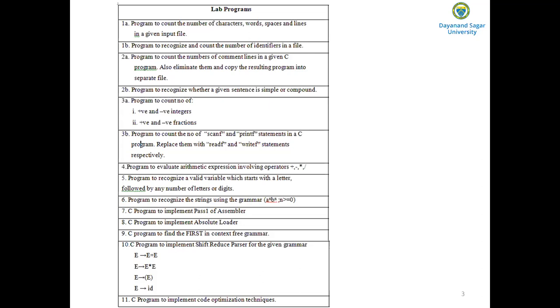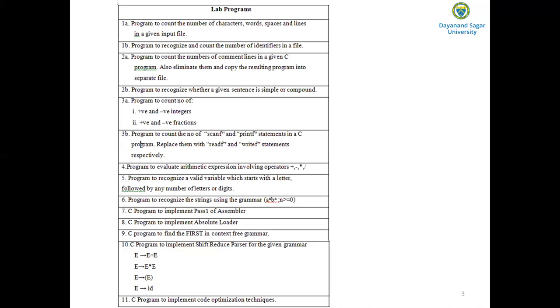And the next 3 programs, program number 4, 5, 6, are based on the second phase of the compiler, which is called the syntactic analysis of the compiler. So the first 6 programs are included to know the first 2 phases of the compiler construction, that is lexical analysis and syntactic analysis.